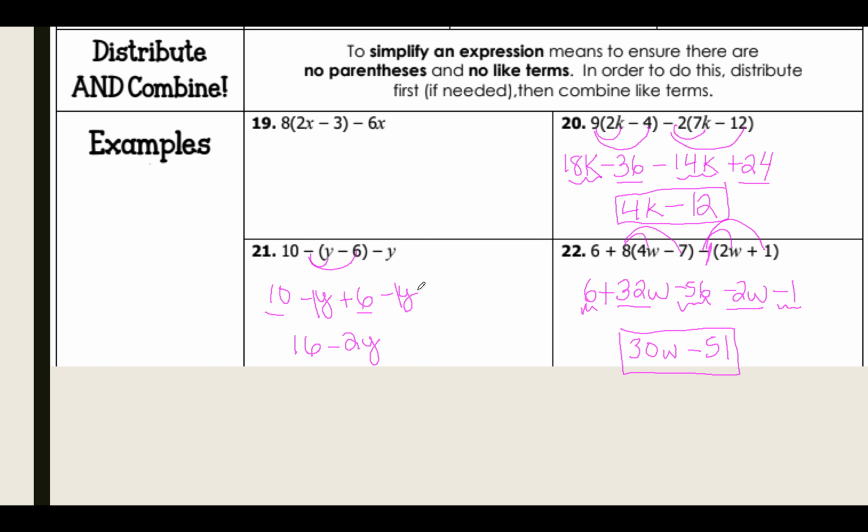So hopefully you got 16 minus 2y for that one. So remember, this negative y has really an imaginary negative 1. This negative y has an imaginary negative 1. So we can combine negative 1 and negative 1, which ends up being negative 2. 10 and positive 6 ends up being 16.